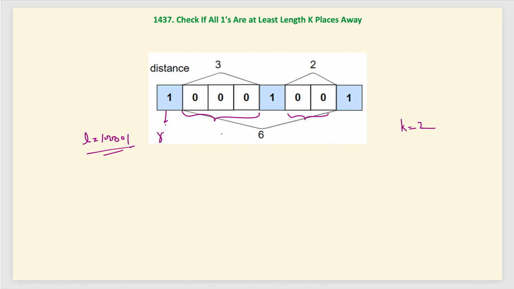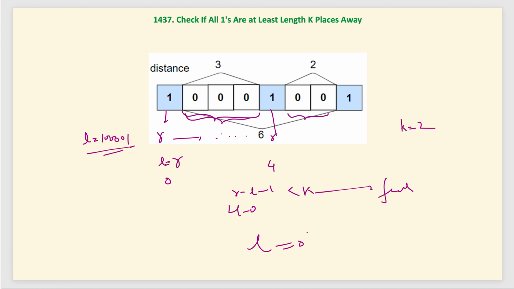Then when we find the first one, we check that this difference is greater than k. Yes, so we keep it, and after that we update L to the current R, and keep moving R rightward. If we see zeros, nothing happens, until we reach here, where R has index 0 1 2 3 4, and L is at index 0. So we look at 4 minus 0. The difference between them is R minus L minus 1. If it is less than k, we return false. Otherwise we update L to R. So that's the only solution.